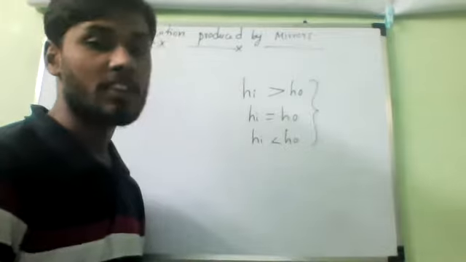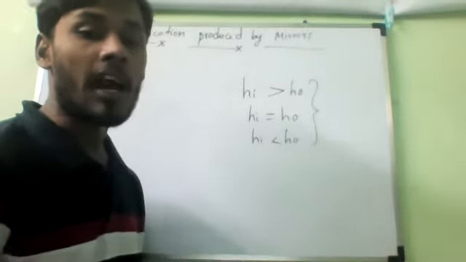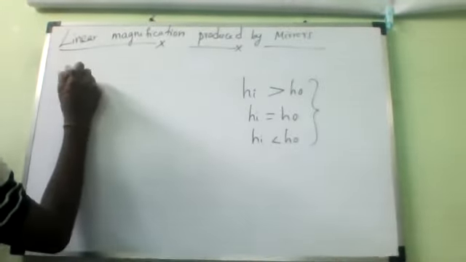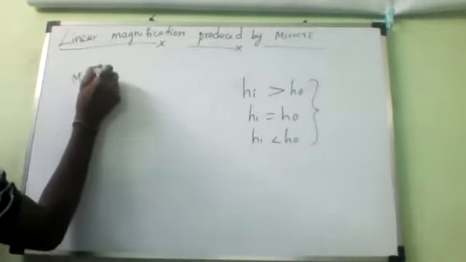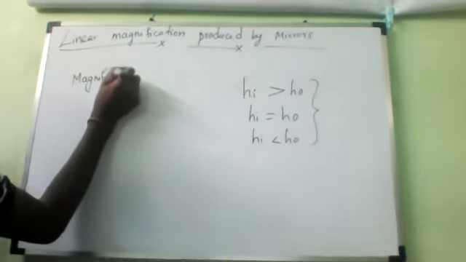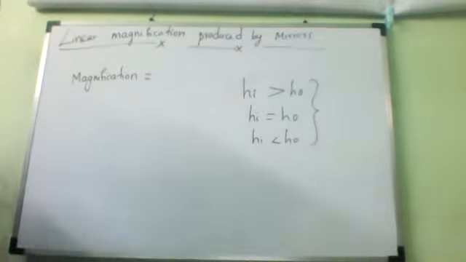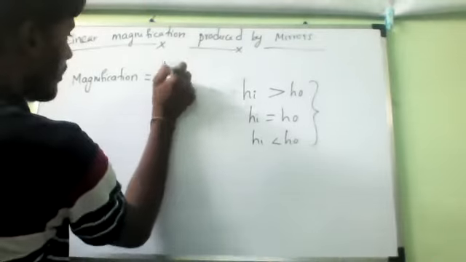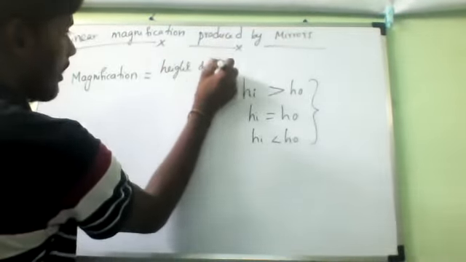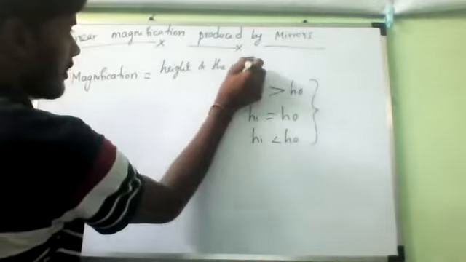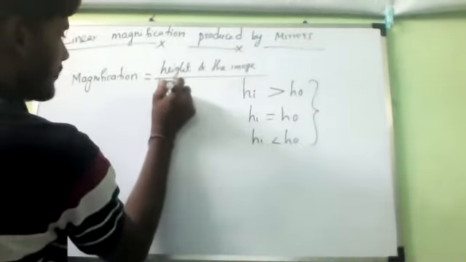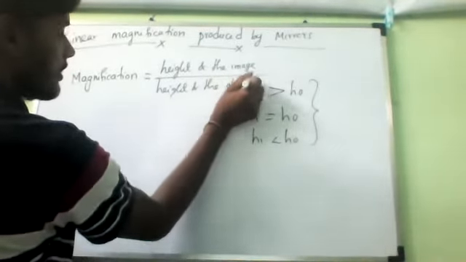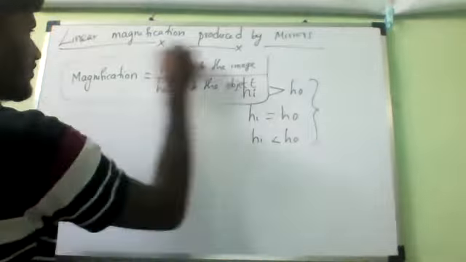So linear magnification is the ratio of the height of the image to the height of the object. Magnification, or linear magnification, is the ratio of the height of the image and the height of the object. So height of the image divided by height of the object. This is the linear magnification formula.